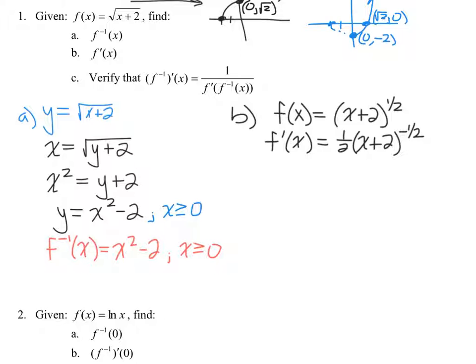Find that derivative. The derivative would just be a 2x. All right, so if I needed the derivative of the inverse function and I didn't have a rule to work with, what I would have to do is find the inverse function and then take its derivative. Sometimes that's easier to do, sometimes it's not.